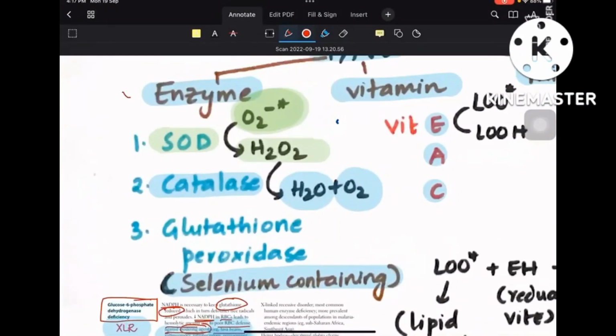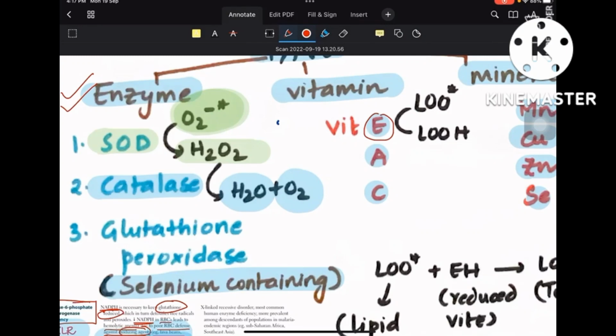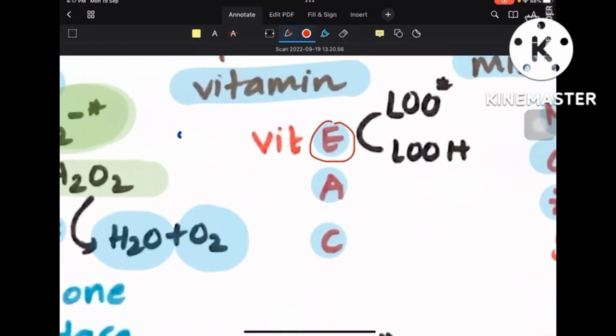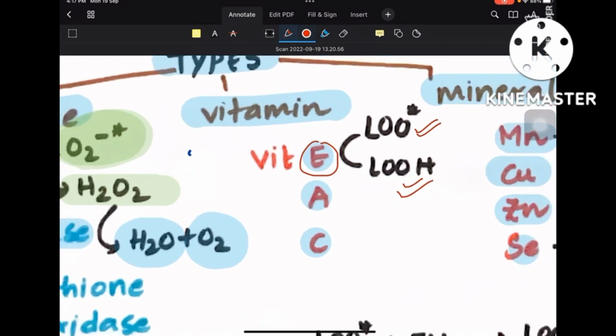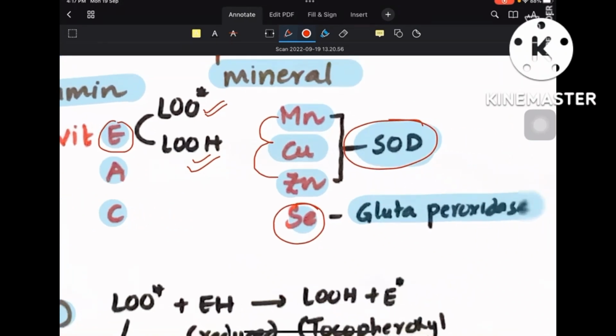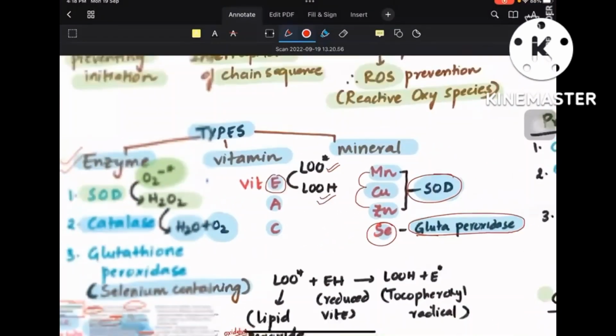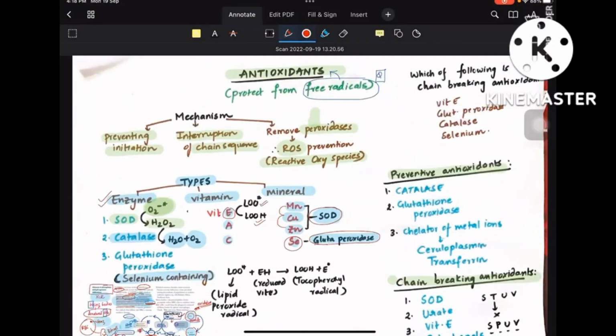Now that we have completed the enzymes, let us discuss about the vitamin, guys. So vitamin E also has the same role like glutathione peroxidase, which converts this lipid peroxide free radical into lipid hydroxide or lipid hydroxy acid. Now coming to the minerals, as I already discussed, manganese, copper, and zinc are for superoxide dismutase, and selenium is the element that is present in the glutathione peroxidase enzyme. This completes the types and the mechanism of action of different antioxidants, guys.